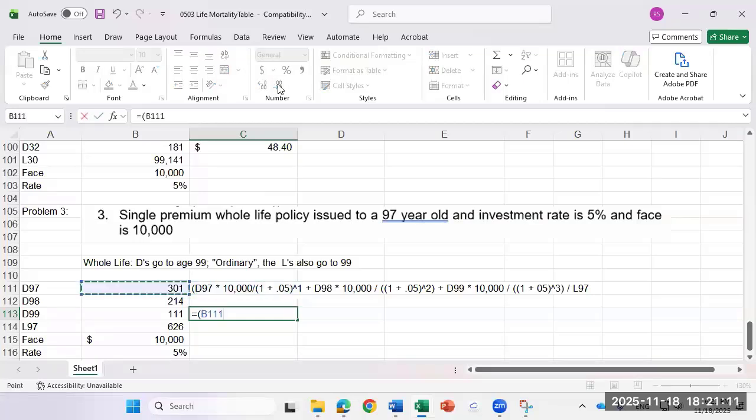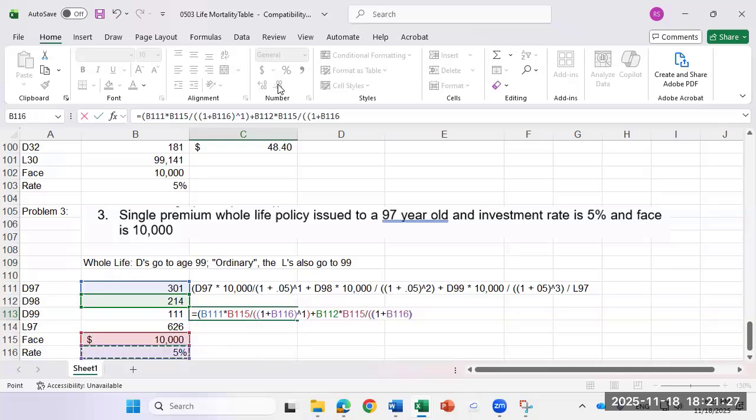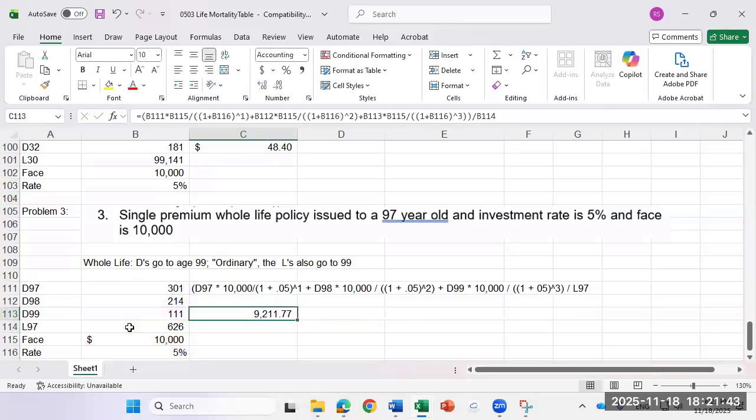So we get 301 times 10,000 divided by 1 plus the rate, raised to the first, plus D98 times 10,000 divided by 1 plus the rate, raised to the second, plus E99 times 10,000 divided by 1 plus the rate, raised to the third. All of that divided by L97.